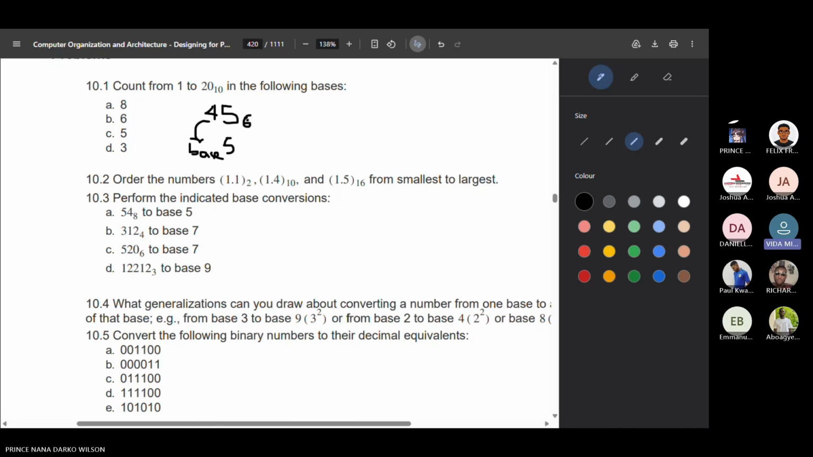Please, are we going to change the 45 into binary? No, base 5. We are changing it into a base 5 number. So it's best to pass through base 10 and then from base 10 to base 5. So find the base 10 equivalent of 45 and then convert that to a base 5.